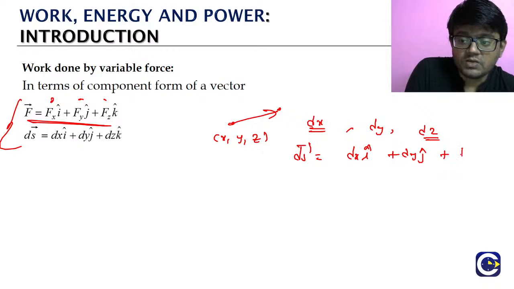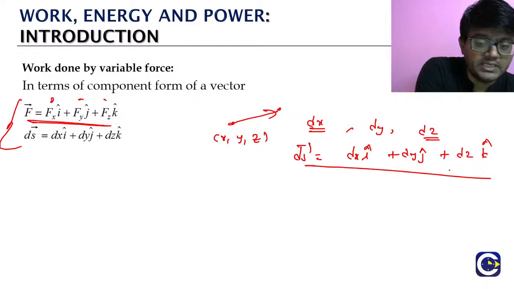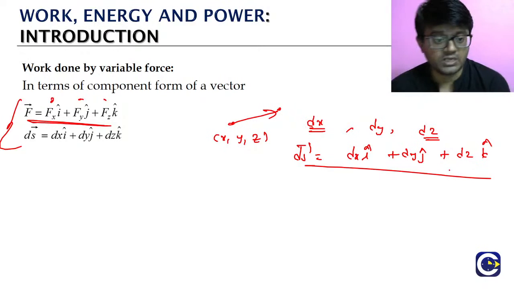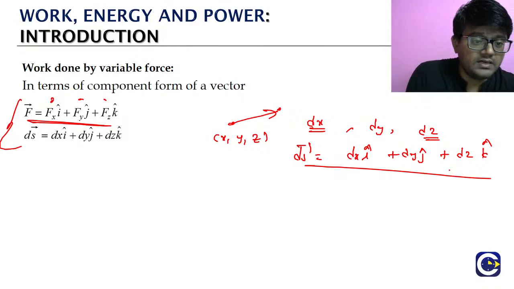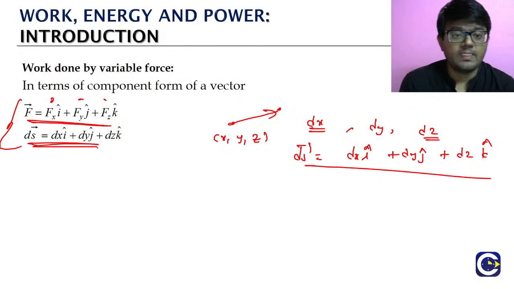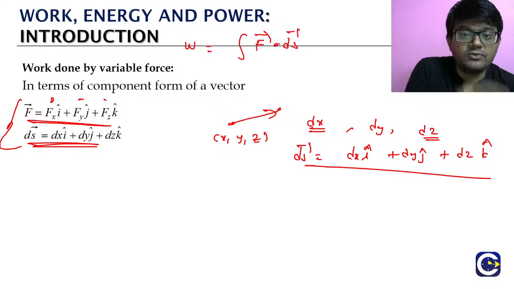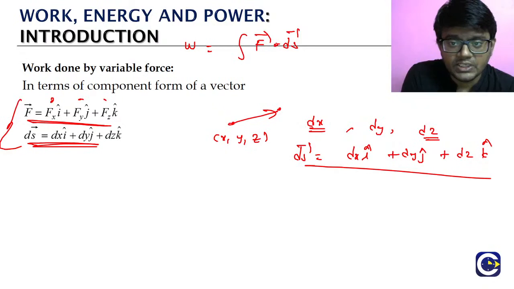ஓகேவா? So the overall displacement can be represented as what? இப்படி நம்ம represent பண்ணலாம். dx into i plus dy into j plus dz into k. ஓகேவா? இப்படி நம்ம vector notation represent பண்ணா, then what is the overall work done? What is the overall work done? Integral F dot ds, right? F into ds into cos theta and so on. What is it? F dot ds, the dot product between the force and the small displacement.